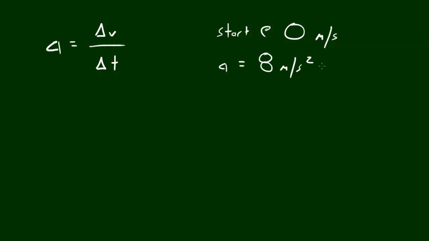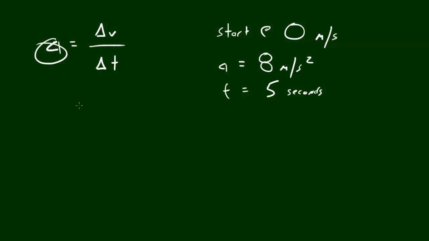So we want to figure out how fast would we be going after 5 seconds. So for a time, we have 5 seconds. Well, using this formula, what do we want to figure out? We want to figure out the change in velocity after 5 seconds. What is our velocity? So let's go ahead and plug in this baby.